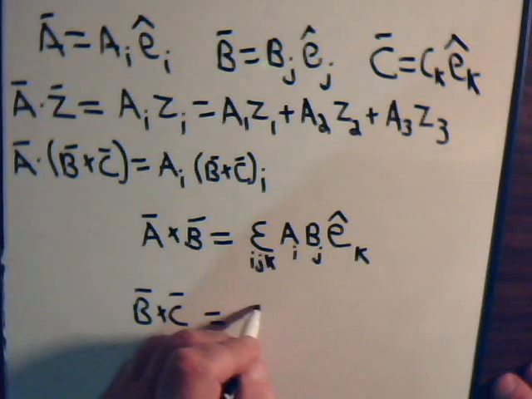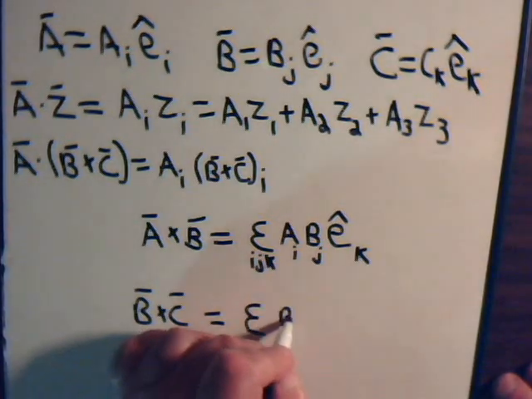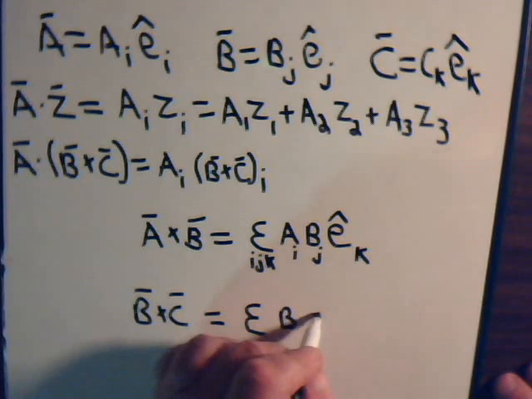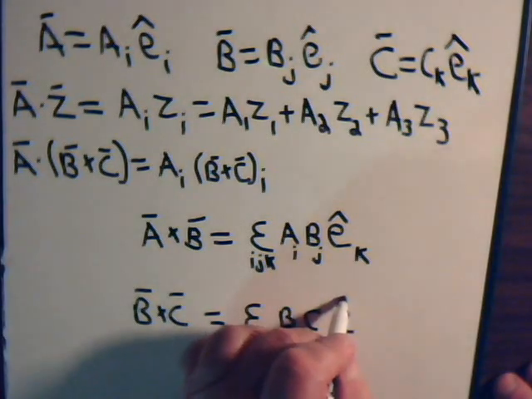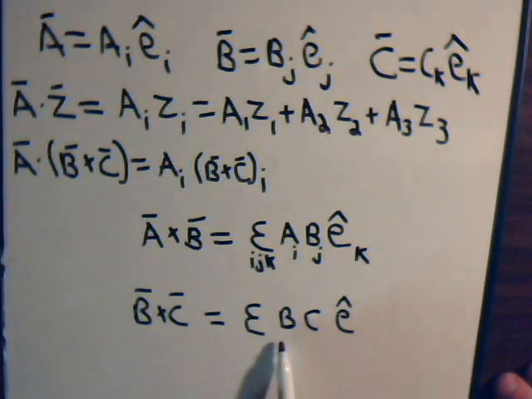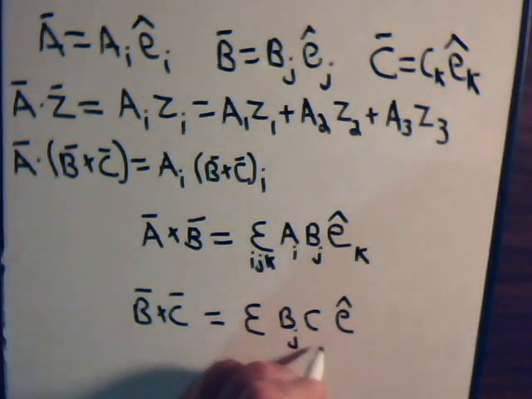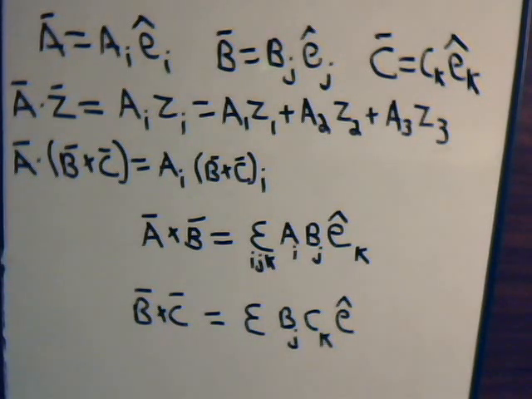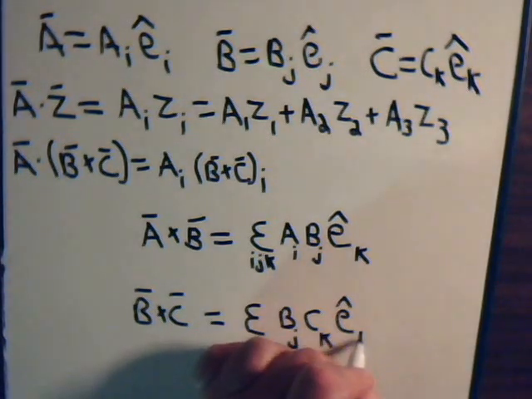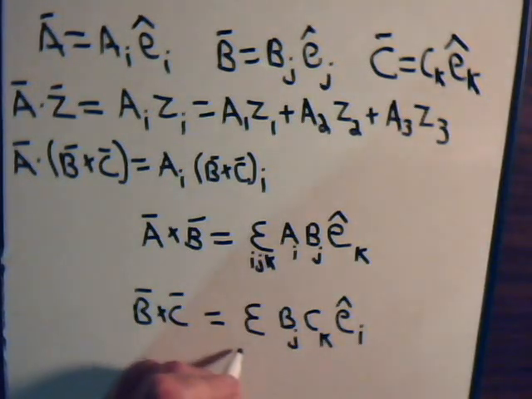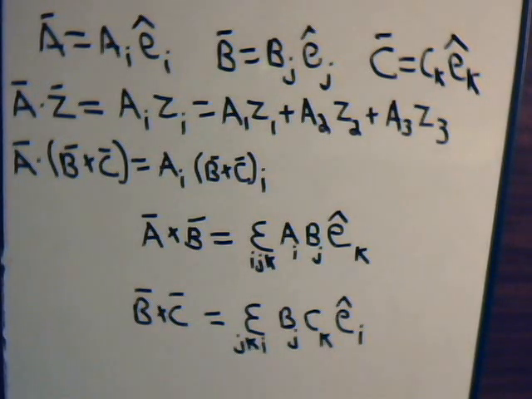Same process. We need an epsilon, B, C, and some unit vector. For B we had a J index, and for C we had a K index. So for the leftover letter, we have I. So this is epsilon J, K, I. This is B cross C in component form using the permutation symbol.